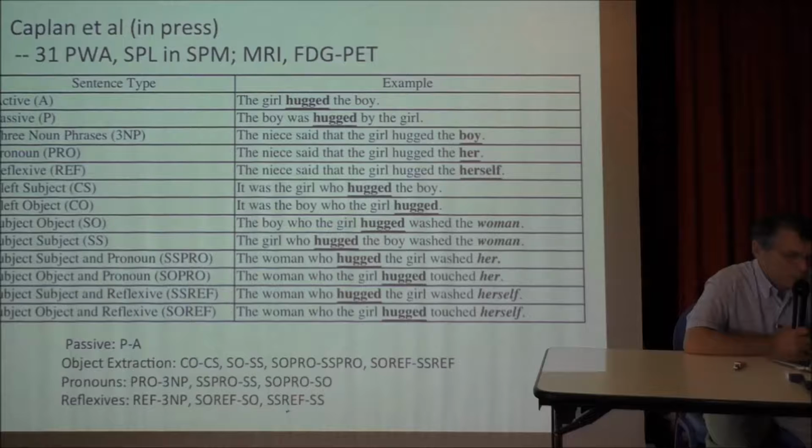We divided them up into the four groups that you see at the bottom: passives versus actives, object-extracted relatives versus subject-extracted relatives, sentences with pronouns against sentences with a third noun phrase, sentences with reflexives against sentences with a third noun phrase. And in the second, third, and fourth groups, there are multiple structures that each instantiate that contrast. The underlined words here are considered to be the critical words in the experimental sentences, and then the underlined words in the baseline sentences are the corresponding words in the baseline sentences.